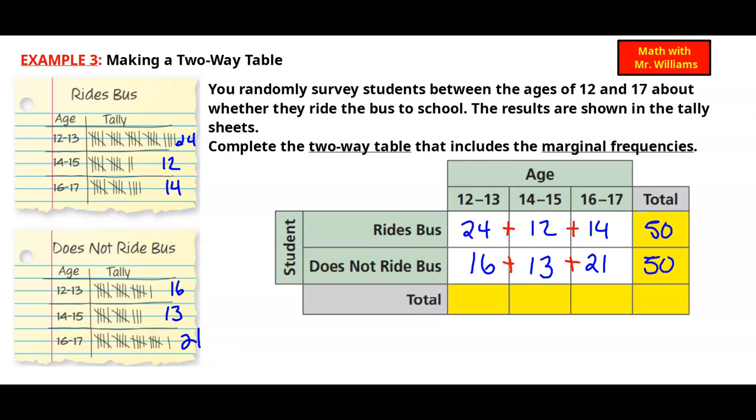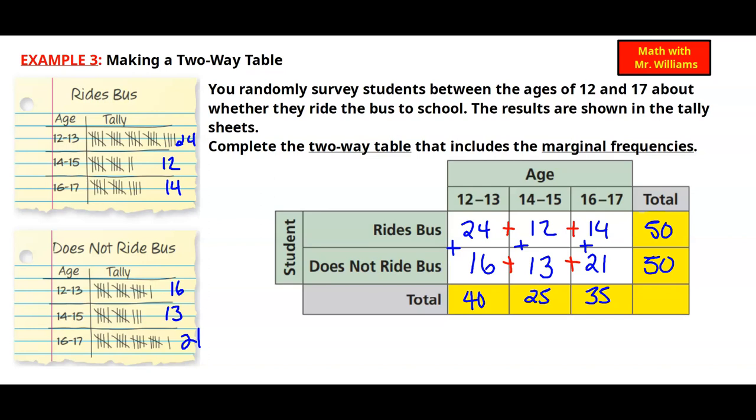All right, so now let's go ahead and just add up our ages between 12 and 13 to figure out how many total students are in that column. So we have 24 plus 16, giving us 40. All right, then 14 to 15, we're going to add up 12 and 13, getting us 25. Then 16 to 17, 14 and 21, we're going to add up, and we arrive at 35.